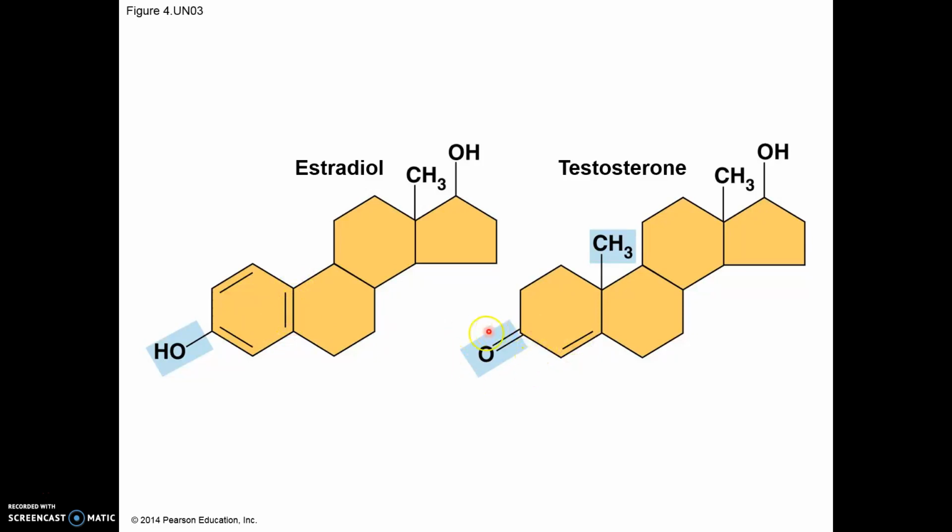Down here, we have an oxygen with a double bond, and down here we have an OH. You can also see that we have a missing double bond here. This double bond here replaces the double bond that's present over here. So it's really these functional groups or these chemical groups that make the difference in the molecule.